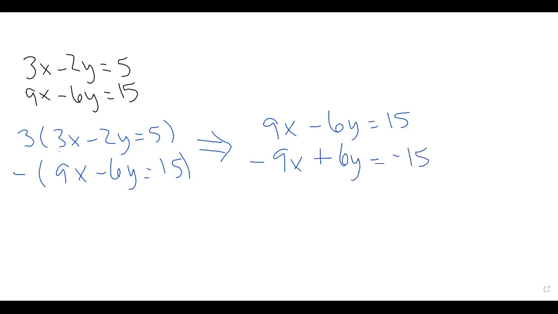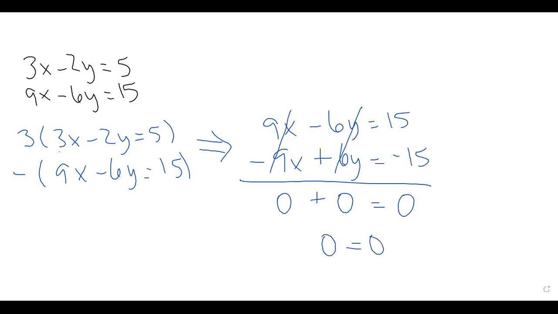equals negative 15. Now, if I add these together, I notice here that 9x minus 9x is 0. Negative 6y plus 6y is 0. And 15 minus 15 is 0. So I end up with a statement 0 equals 0, which is always going to be true. So that means that this is going to be a dependent system.